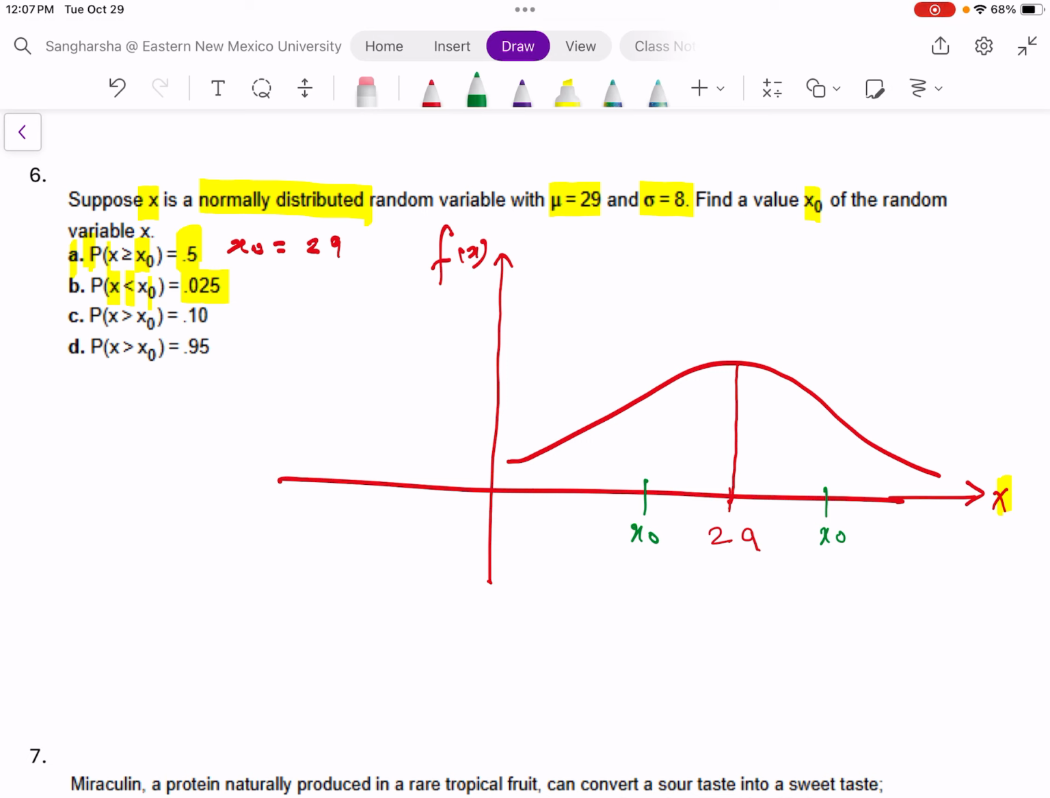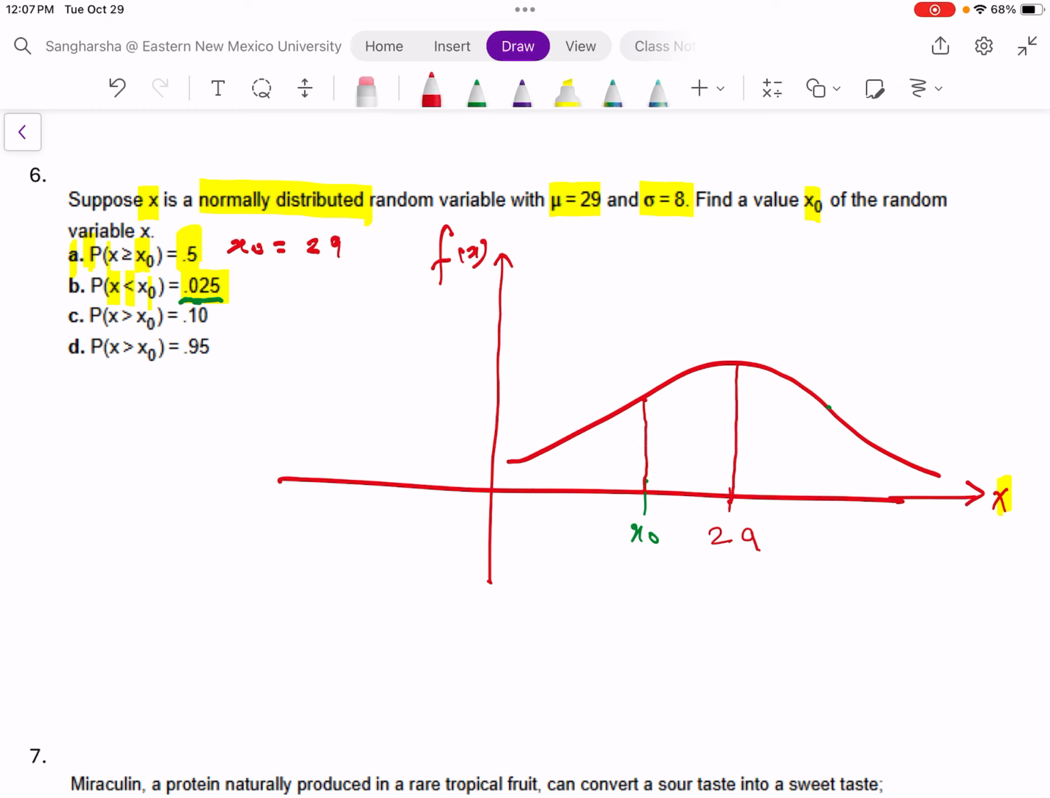Now, do you think that we will have our x naught on the right side of 29? What happens if we have x naught on the right side? Is this probability, or this area, equal to 0.025? No, right? It should be greater than 0.5. So x naught cannot be on the right side. So our x naught is on the left side. We don't know its value yet, so we have x naught here.